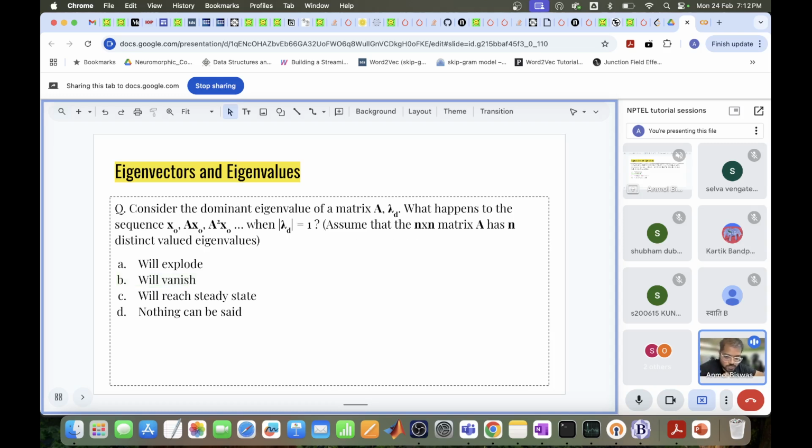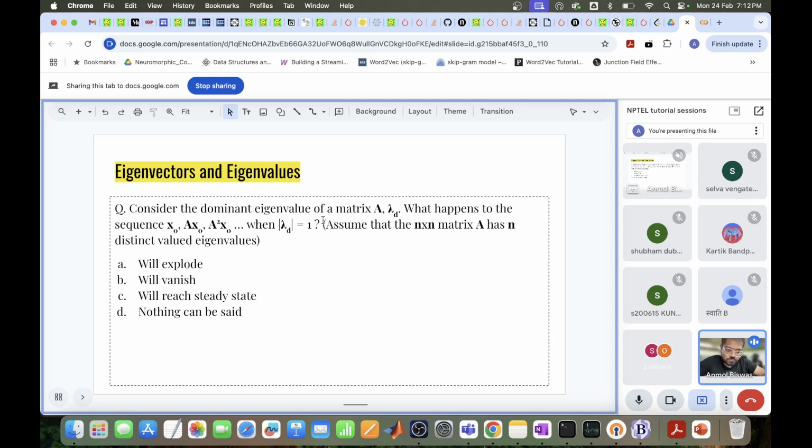So a related question is what will happen if the absolute value of lambda d is equal to 1, right? Because based on the previous discussion, it is quite clear what will happen if the absolute value of lambda d is greater than 1. Obviously it will blow up the vector, because you do lambda d to the power of k, and if lambda d is greater than 1, then that will tend towards infinity. So you'll get larger and larger vectors, right?